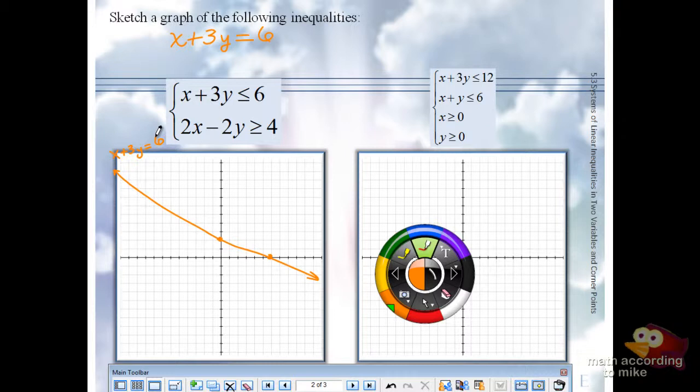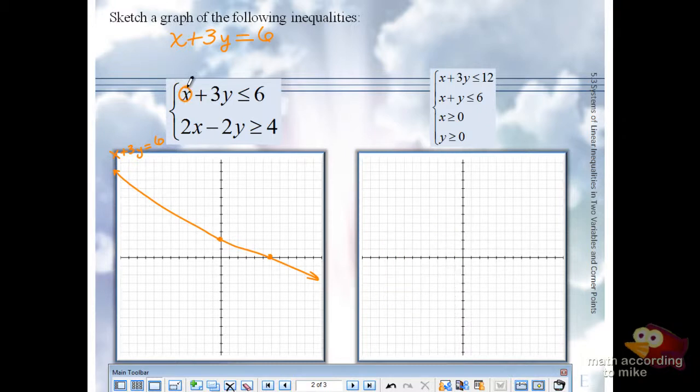Now we do our shading. Pick a point, any point, as long as it's clearly not on a line. From last class, the popular point became 0, 0. So you're going to put in 0 for x, 0 for y, and you're going to ask yourself, is this true or false? Is 0 plus 0 less than or equal to 6? Yeah. 0, 0 is in what relationship to the line, above or below? Below. 0, 0 is below the line. 0, 0 made it true. So what side do we shade on? Below, because that means all points below the line are true.